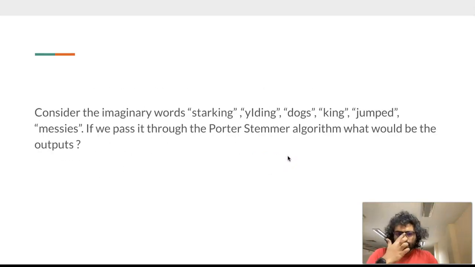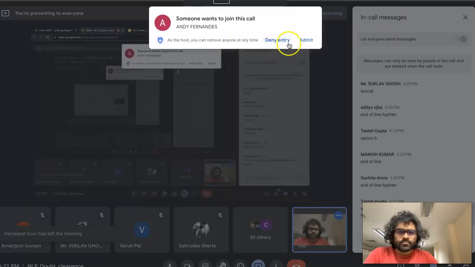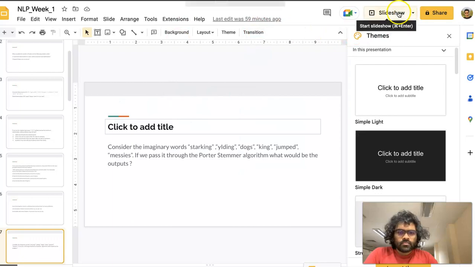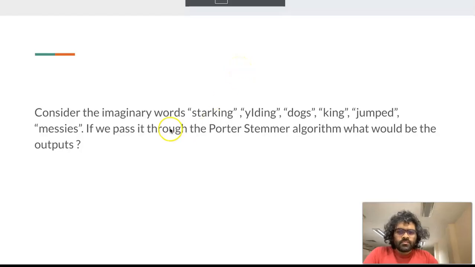Okay, now I hope you have heard about stemming, morphology, this kind of thing, and also the Porter stemming algorithm. Okay, suppose we have this kind of words: starting, yielding, dogs, king, jumped, messy. If we pass those words through a Porter stemmer algorithm, what will be the output?